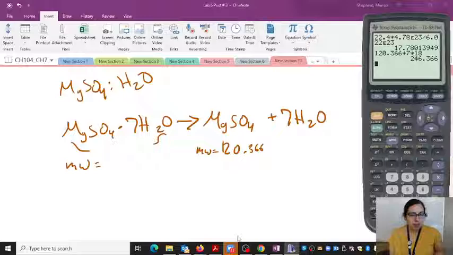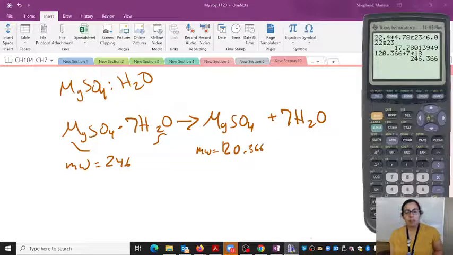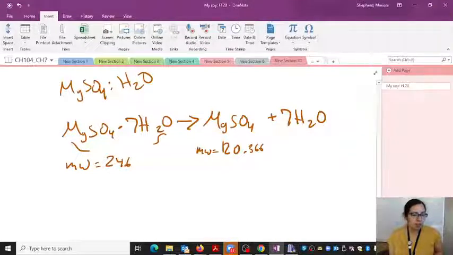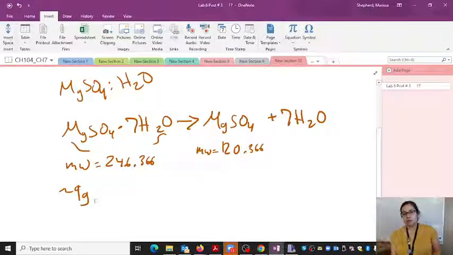In this case, I'm doing the 7 water ones. So that's the anhydrous plus your 7 waters, which should give you 246.366 or something like that. What I've been telling people to do is start with whatever your mass was. I think it was like 9 grams that you started off with initially, what you weighed out. Yeah, something like that.